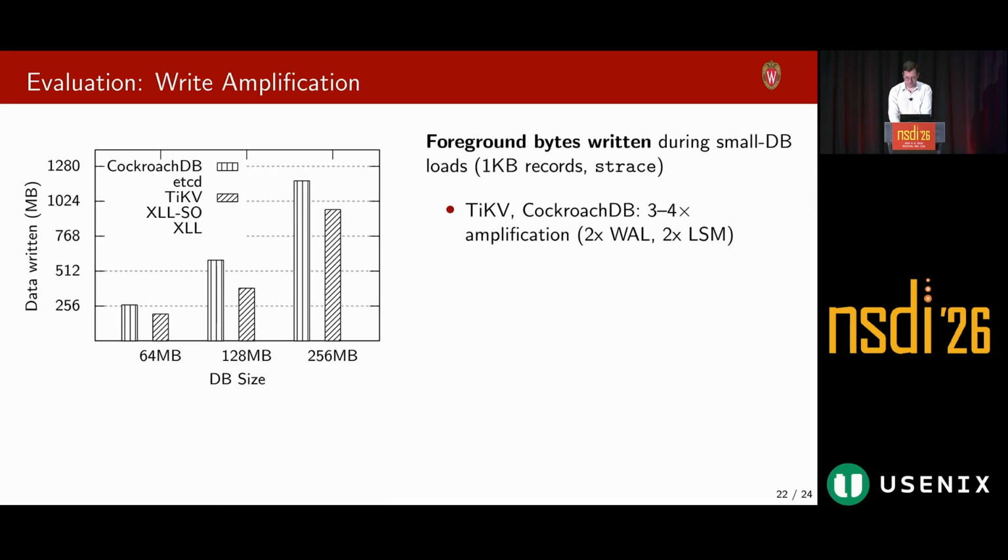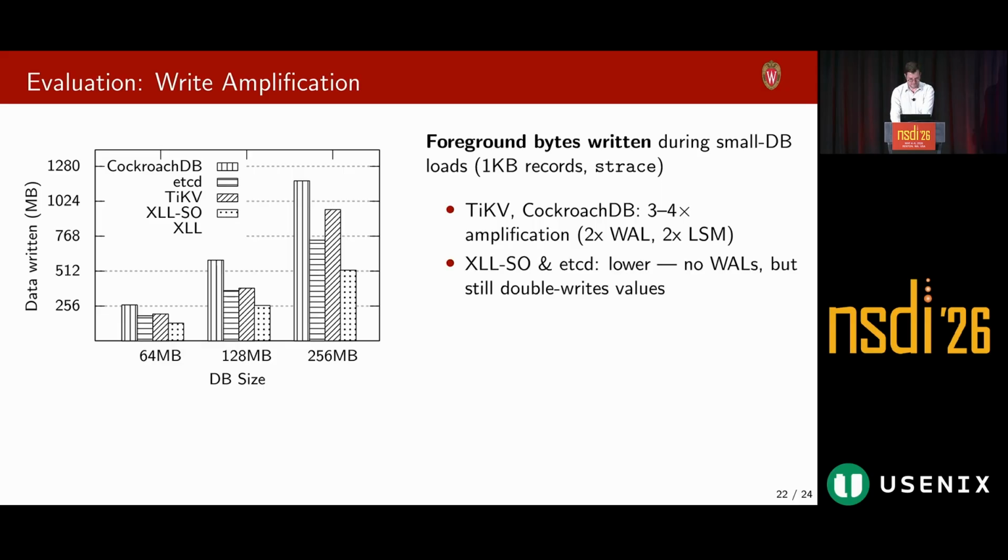For write amplification, we look at several competing systems. So TiKV and CockroachDB are both systems that use 2 LSM trees, like we discussed earlier. And they exhibit 3 or 4 times write amplification in this experiment, which is loading very small DBs. So this is only for foreground bytes. We're not even considering background compaction here. That's because they write twice to the write-ahead log and twice to the LSM tree.